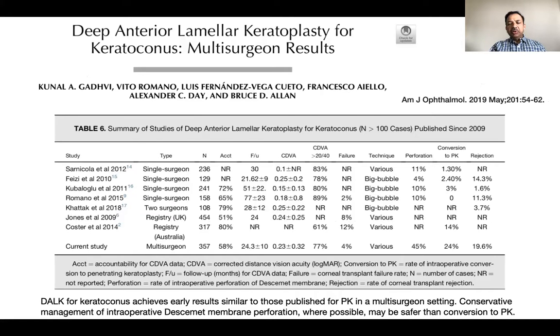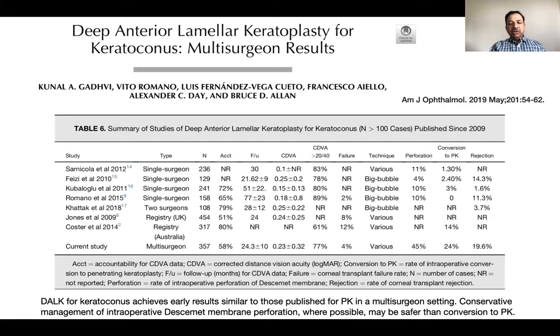So this is a nice paper from Moorfields Hospital published in the American Journal of Ophthalmology last year, where they looked at a multi-surgeon study, including both experienced surgeons as well as trainees. In about 357 eyes, they found that 77% of the cases had a corrected distance visual acuity of 20/40 or better. The failure rate was only 4%. Perforation rate was high, about 45% of the eyes, because of the learning curve. 24% were converted to penetrating keratoplasty, of which they had a rejection rate of 19.6%.